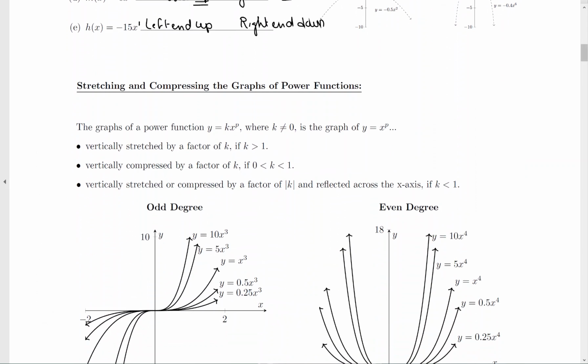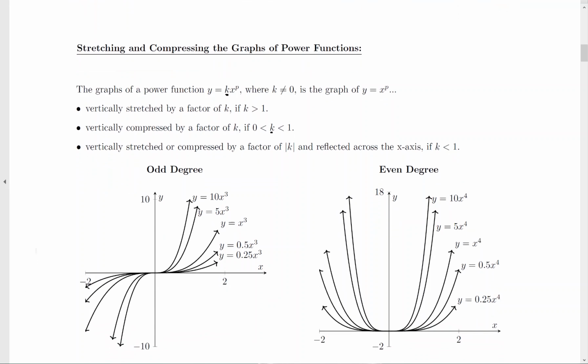Stretching and compressing the graphs of power functions. The graph of a power function y equals kx to the p, where k does not equal 0, is the graph of y equals x to the p vertically stretched by a factor of k, if k is bigger than 1. So if your k value in front here is a big old positive number, it's going to be vertically stretched. It's going to be coming in closer to the y-axis. If the k value is a number between 0 and 1, like your favorite fraction, like 1/2, or a decimal like 0.33, it's vertically compressed by that number, whatever that number is, 1/2 or 0.33. Vertically stretched or compressed by a factor of absolute value of k and reflected across the x-axis if k is less than 0. We'll give you some examples of that in just a moment.